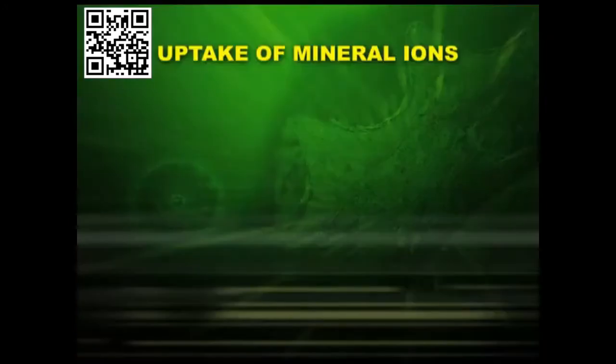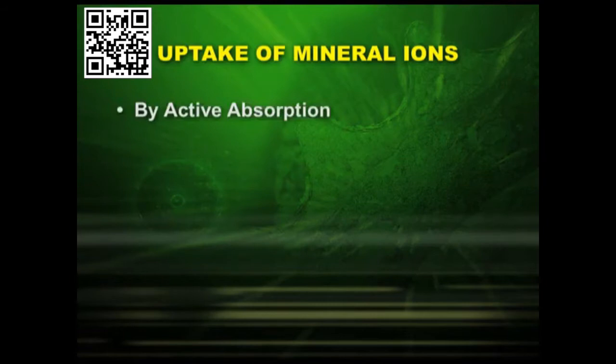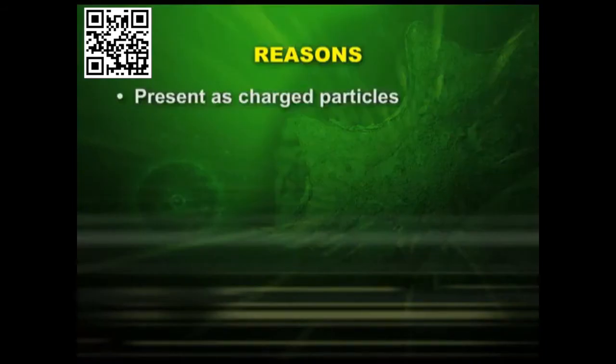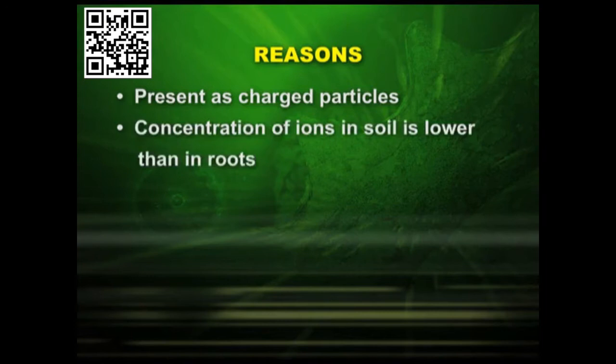So, the uptake of mineral ions takes place by active absorption, where energy is used in the form of ATP. What are the reasons for active absorption? Number one, the presence of ions as charged particles, and second, the concentration of ions in soil is lower than in roots. Now, let us focus on the key concepts of active absorption.